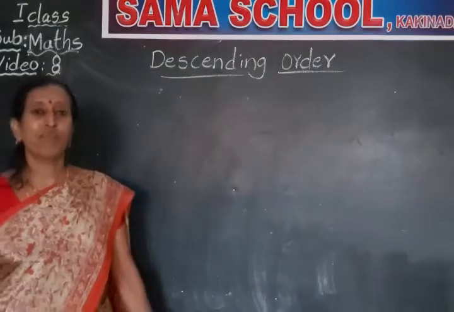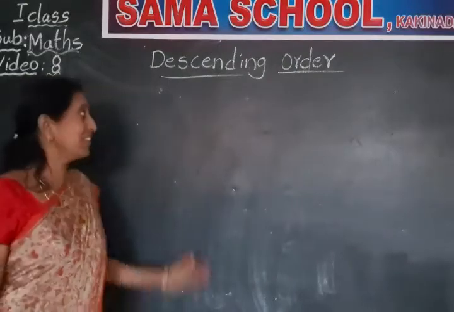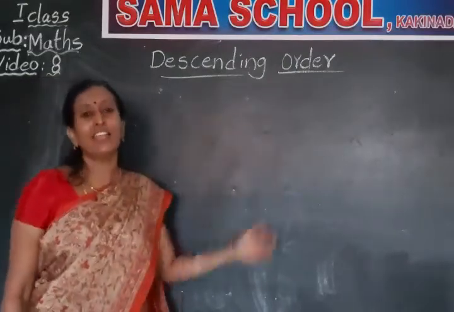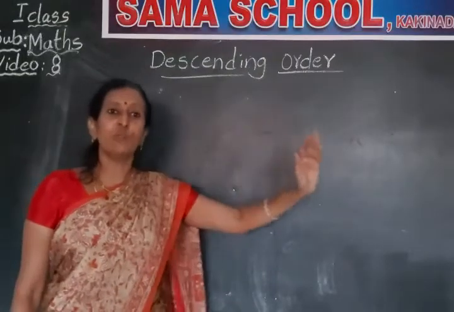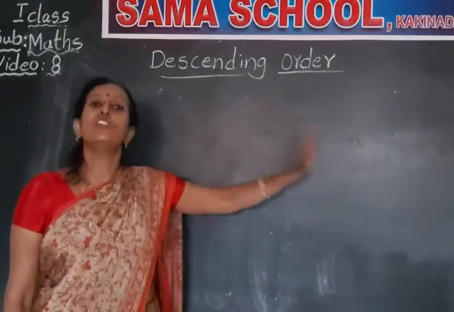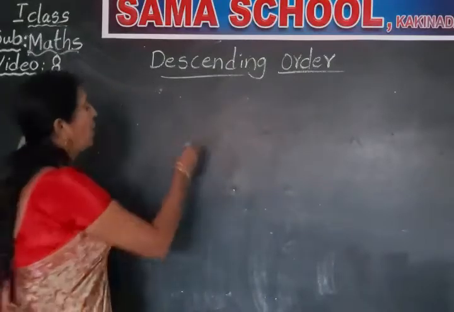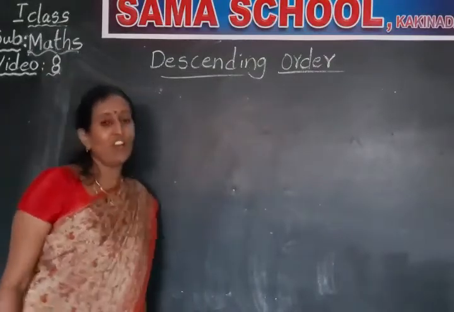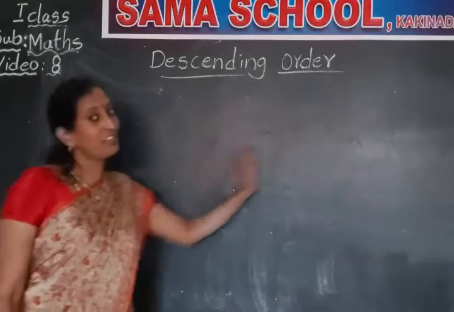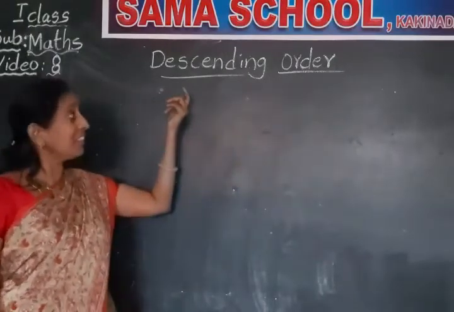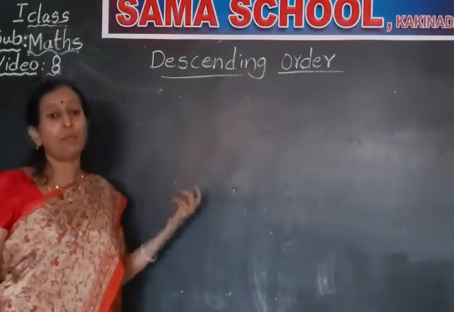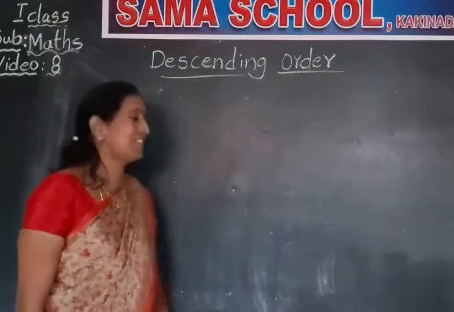Biggest to smallest. Here, descending order is biggest to smallest. We arrange the numbers from the biggest number to the smallest number. In ascending order we arrange smallest to biggest, but here in descending order we arrange the numbers biggest to smallest. See here.